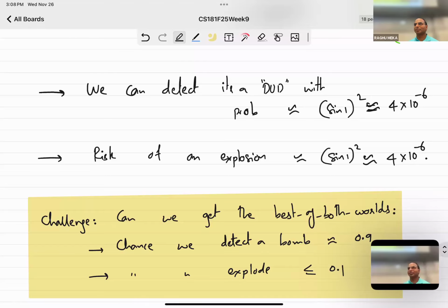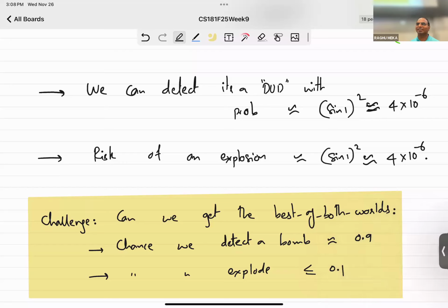I gave you 2 devices. You want to see which is which. Then I can tell them apart with probability 4 times 10 to the minus 6, which is really tiny. But on the other hand, it's not too destructive because my chance of explosion is also small. In the other case, we had half and half, where we had a higher probability of telling them apart, but my chance of an explosion was much higher.